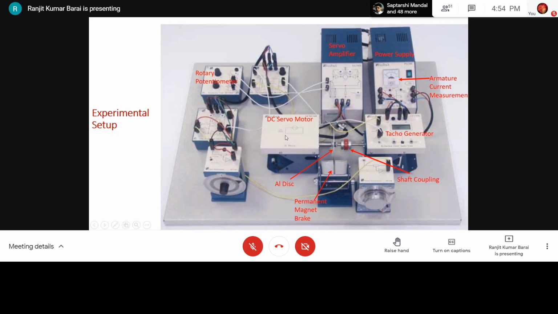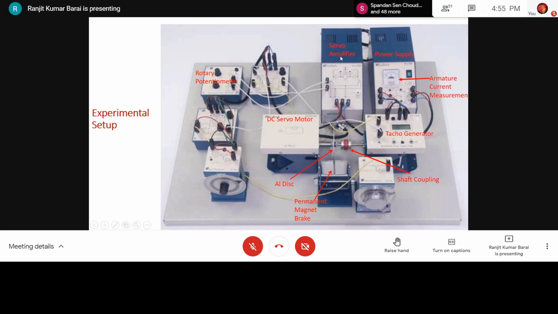Now, another important module. All modules are not used in this experiment. Only the modules used are marked by red colored text. Now, a servo amplifier is necessary to give the power supply to the DC servo motor. This is the servo amplifier, which gives variable voltage. Depending upon the control situation, it supplies the necessary armature voltage to the DC servo.